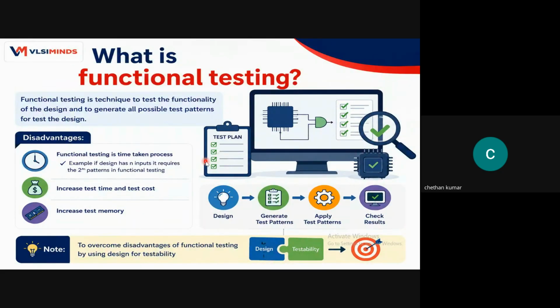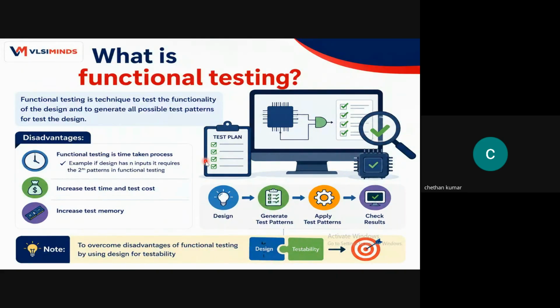Also, to store those patterns, as I told, to test the 2-bit AND gate itself we need 4 combinations, and we need to store them. So it requires memory, that is test memory. It will increase the test memory. So all these are the disadvantages which we faced. Because of that, DFT has come.